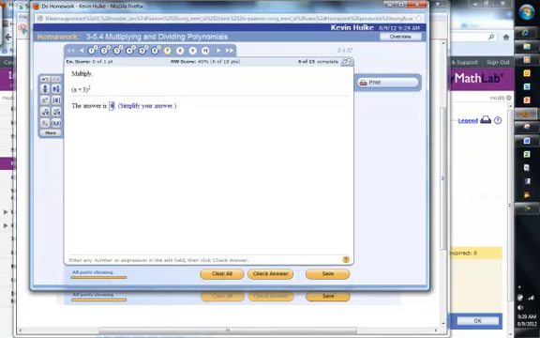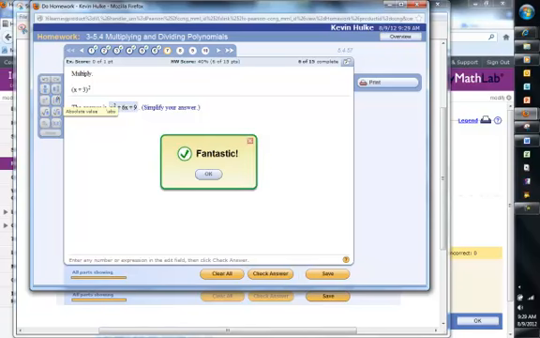So our answer is x squared plus 6x plus 9.